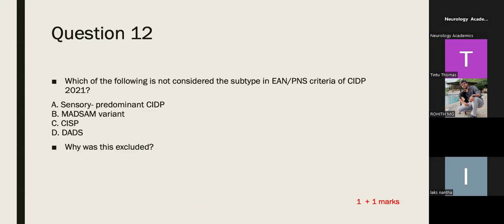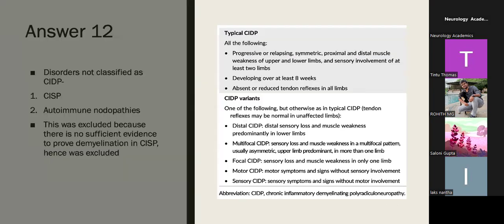The next question was a similar type of new consideration, meaning a new change, where a subtype was removed from the new criteria of the ENPNS. Which of the following was removed? The answer for this would be CISP.